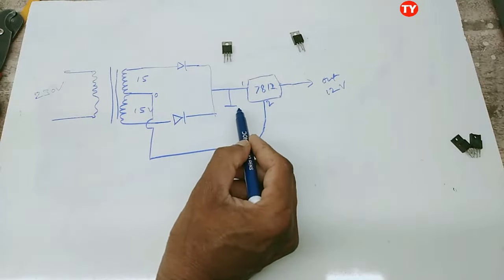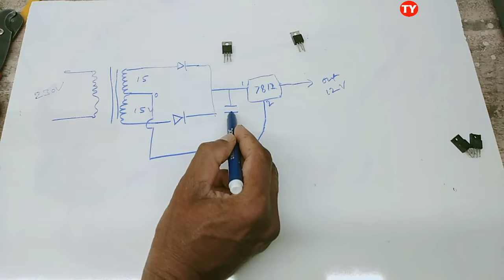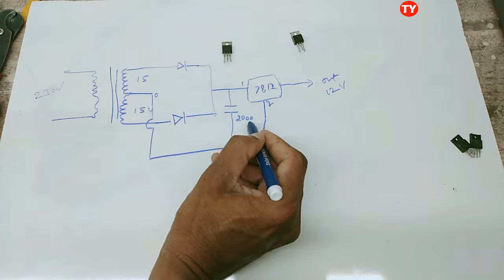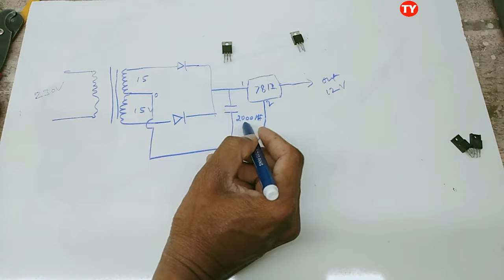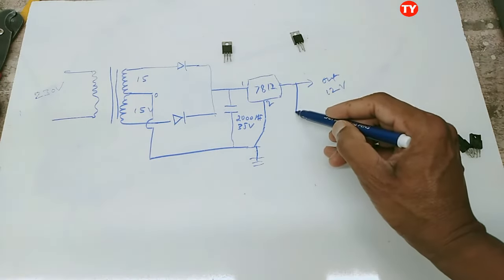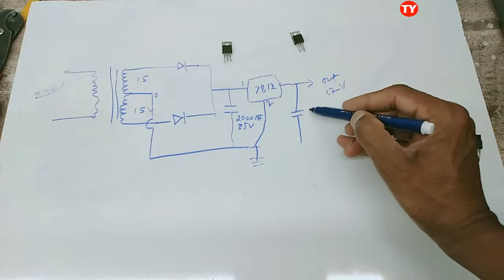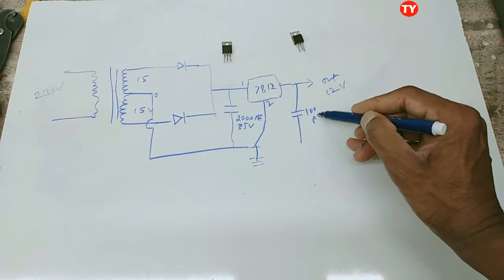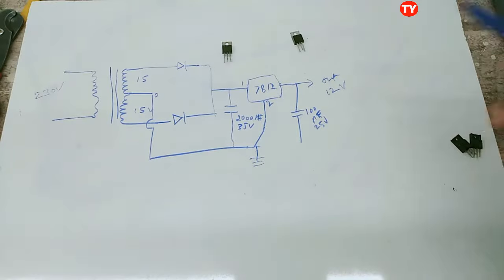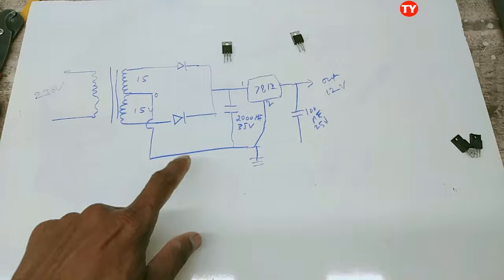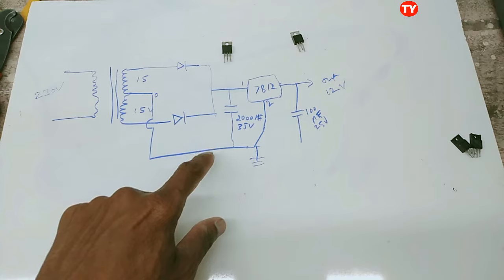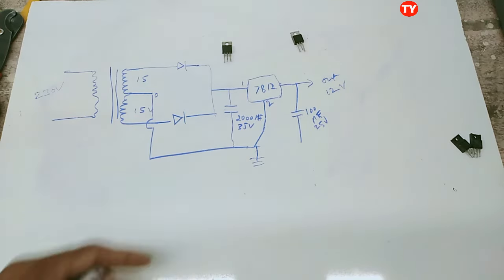Here one capacitor, filter capacitor, use 2000 mF, 35 volt. Here we have to use 100 mF, 25 volt. This circuit is regulation for positive voltage regulated output.